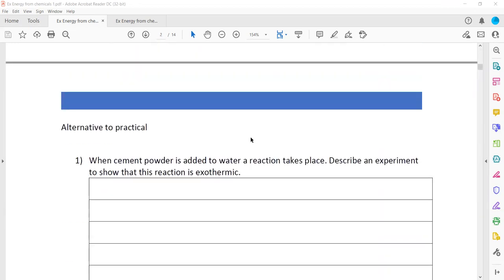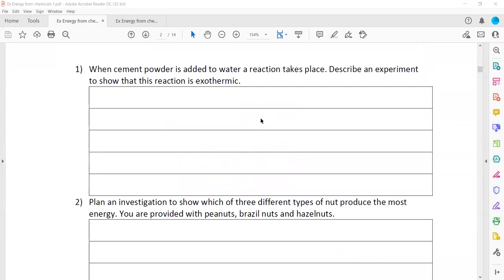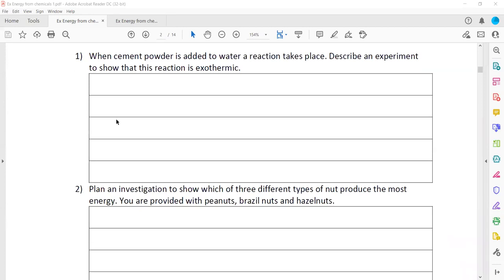So the first exercise is related to planning of the experiment, the alternative to practical. You will find in Paper 6 that they ask you to plan an experiment. So this topic is totally related to planning of the experiment. The first part: when cement powder is added to water, a reaction takes place. Describe an experiment to show that this reaction is exothermic.